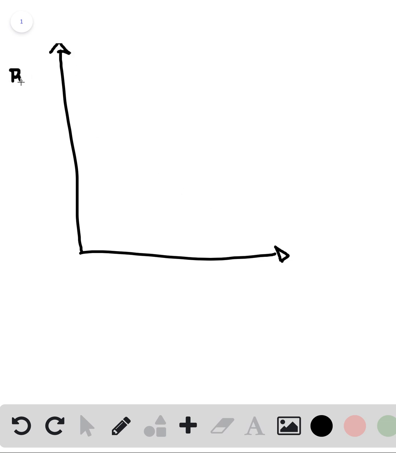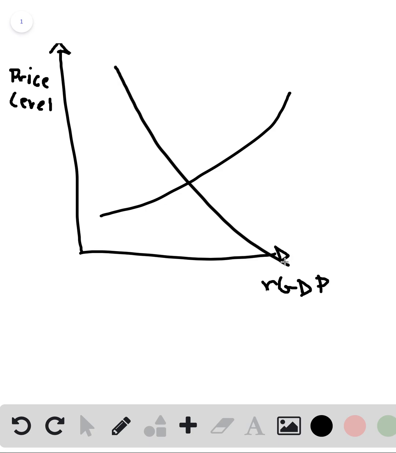First, let us draw out our supply and demand curves so we know what we're working with. So let's do that first. We have our axes. On the y-axis, we have price level. On our x-axis, we have real GDP. Okay, and then we have our three curves. Oops, let me redraw that one.